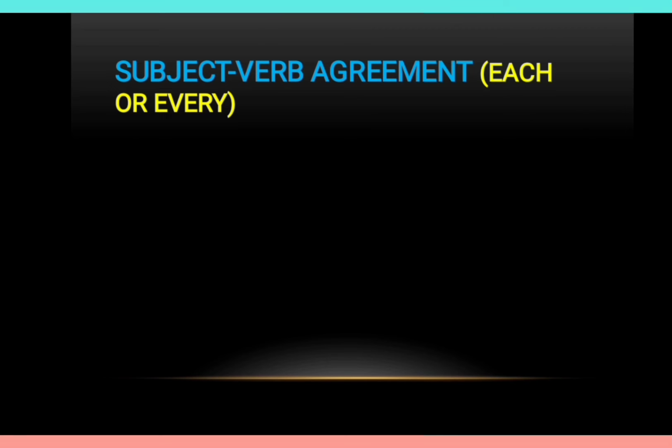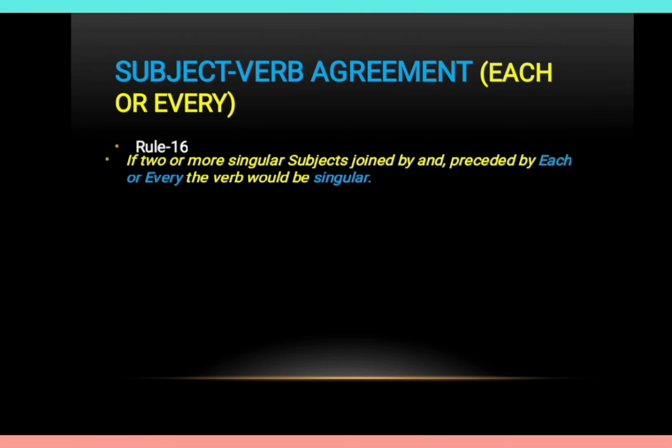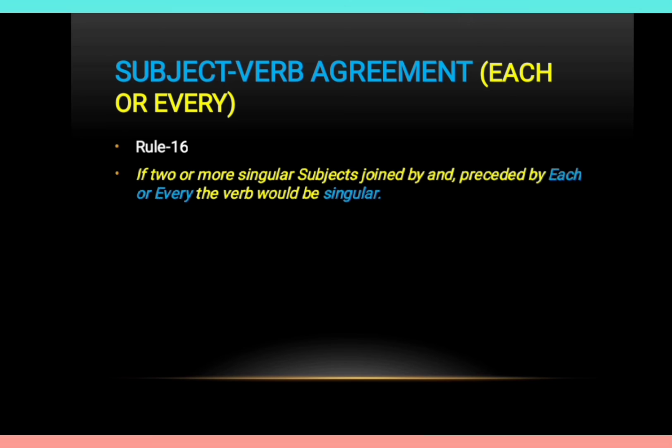Subject-verb agreement, each or every. That is rule number 16 in the construction of subject-verb agreement. According to this rule, if two or more singular subjects are joined by "and" and preceded by each or every, the verb would be singular. We have some examples according to this rule.